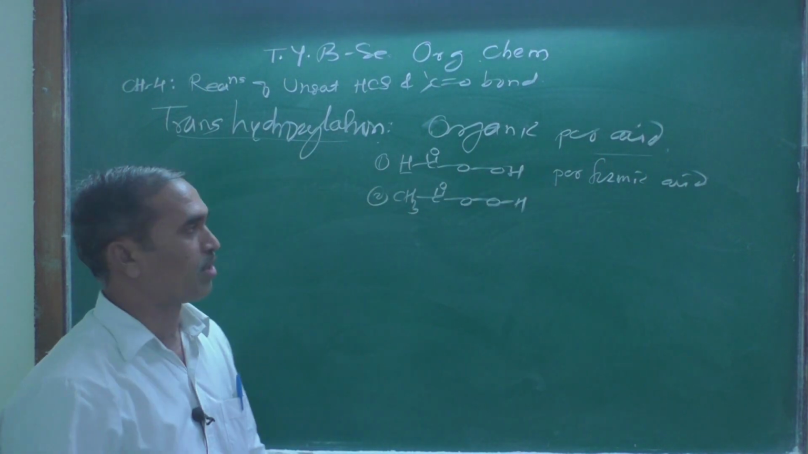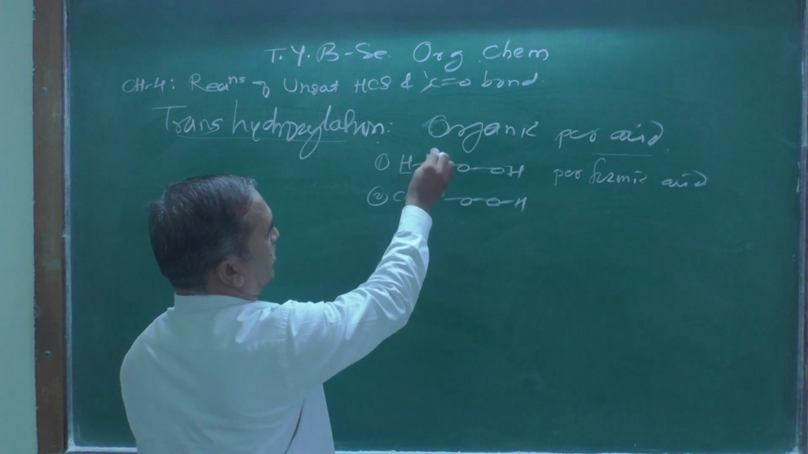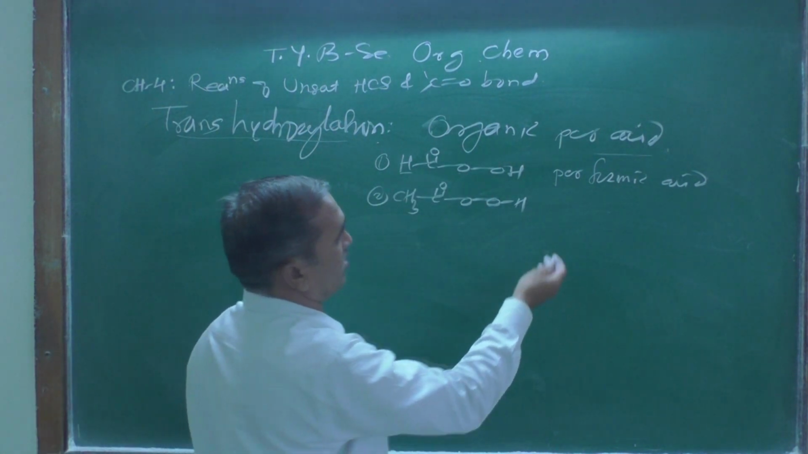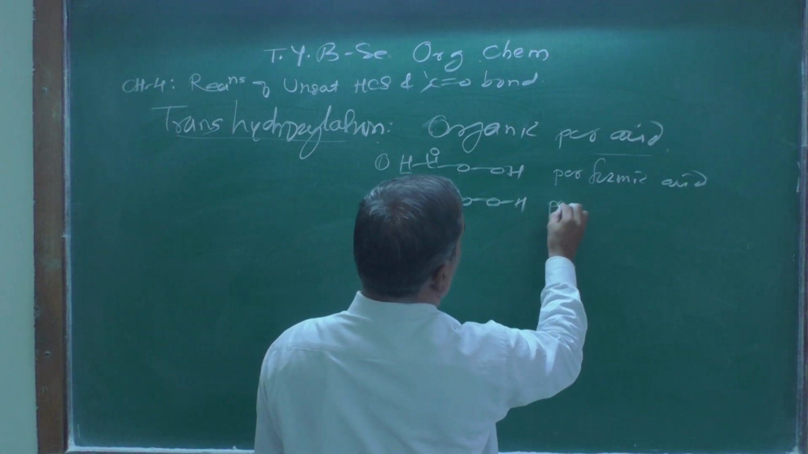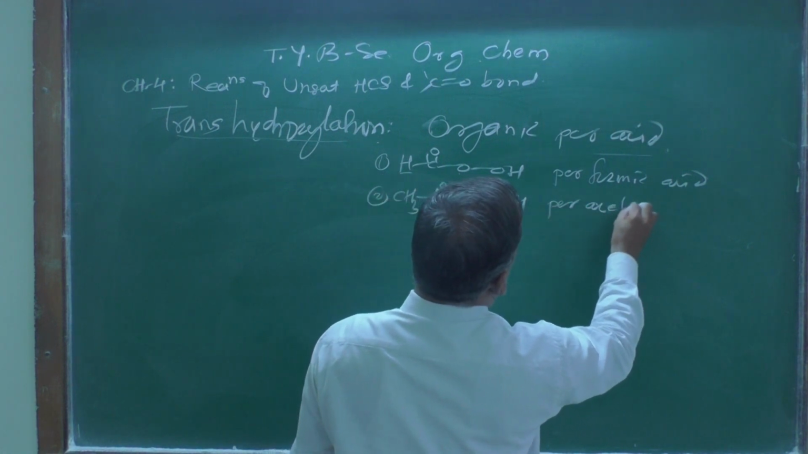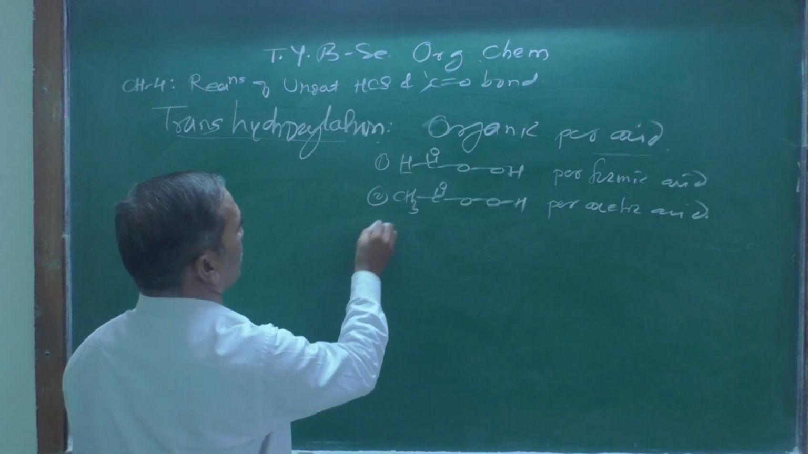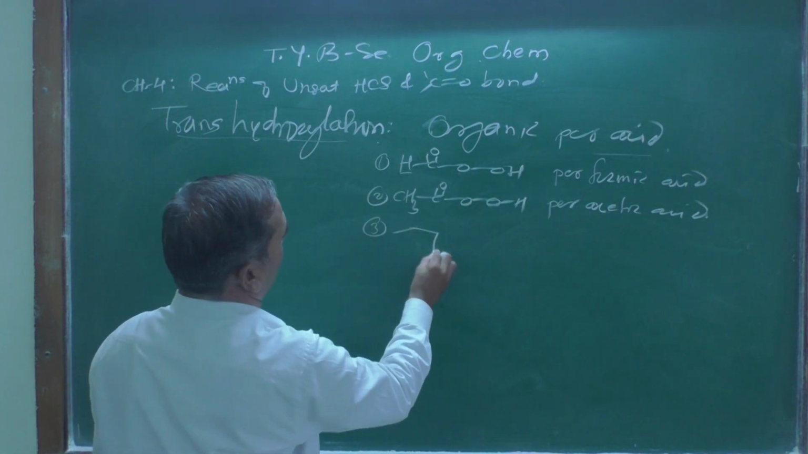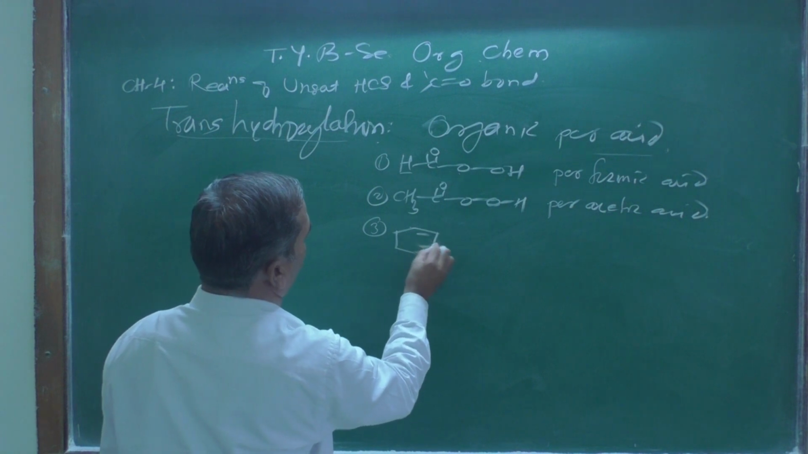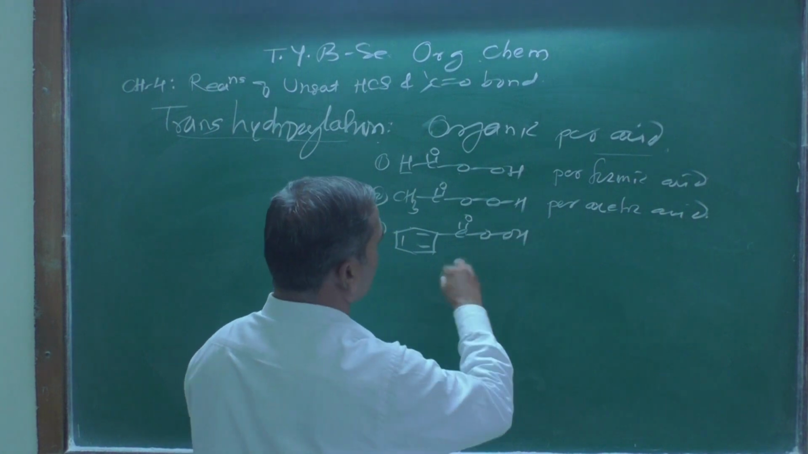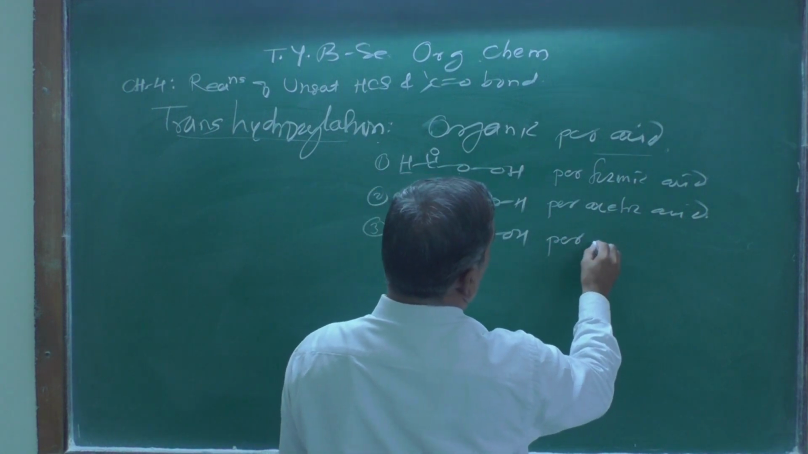Observe this structure carefully. What do you see here? There are 3 oxygen atoms involved in the per acid. This is called peracetic acid. The third one is perbenzoic acid: as we know benzoic acid is like this, C double bond OH, and this is called perbenzoic acid.